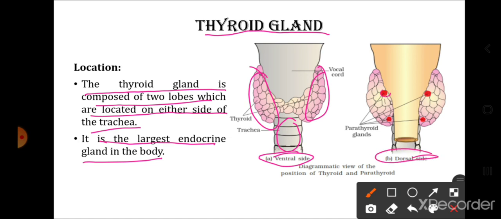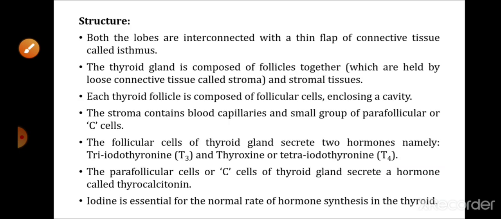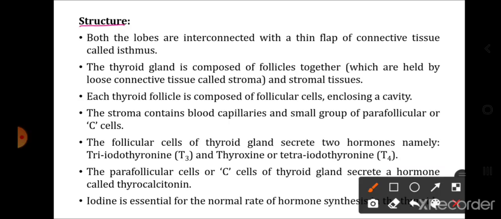On the dorsal side there are four other tiny glands located on the thyroid gland, and these are called parathyroid glands, which we will study later on. Now the structure of the thyroid gland. Both the lobes are connected with a thin flap of connective tissue called isthmus. So how many lobes does the thyroid gland have? Two lobes. Both these lobes are connected with each other by a flap of connective tissue.